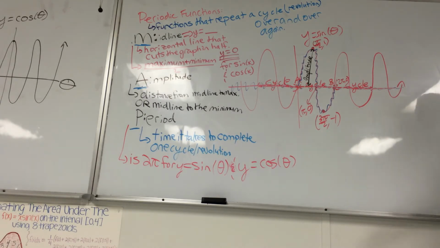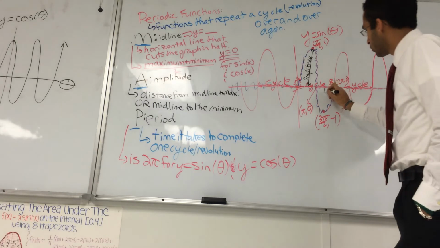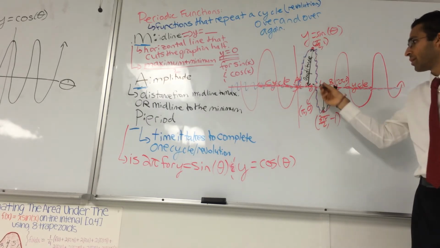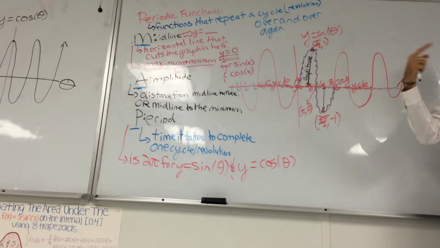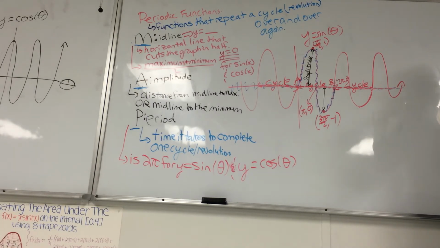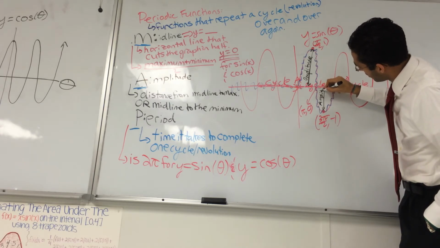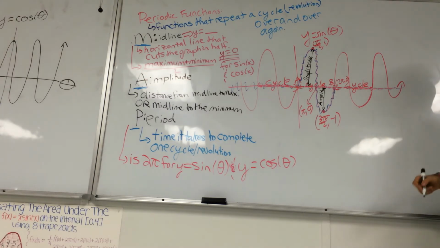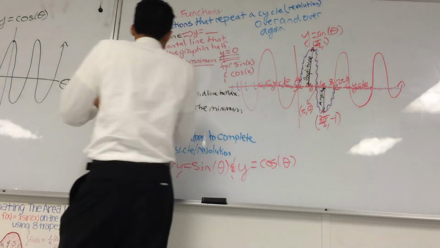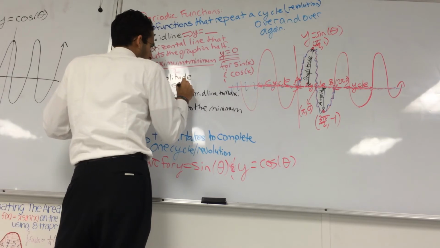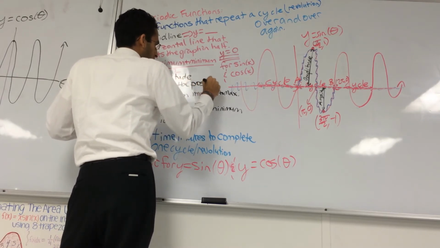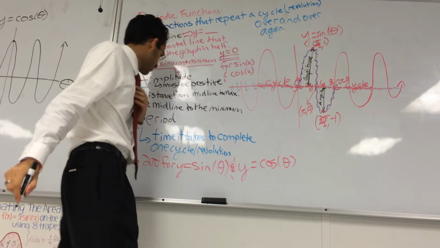You could say it another way. The distance from the middle to the minimum is -1, the middle is 0. How far apart is that? That's 1 unit apart. So the amplitude is here. One thing to remember with amplitude, if you think about it, it's a distance. Distance is always a positive number. So it must be positive. Must be positive.